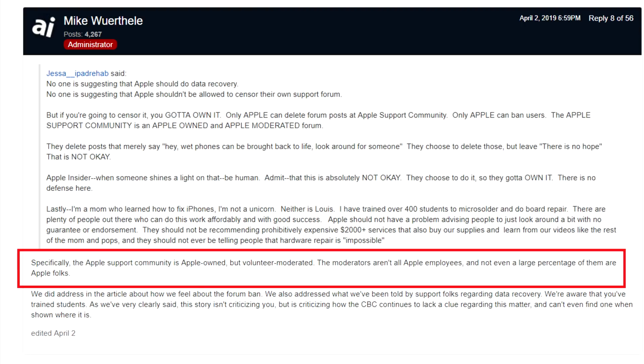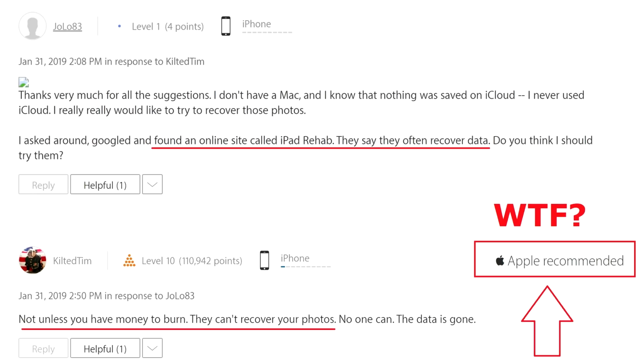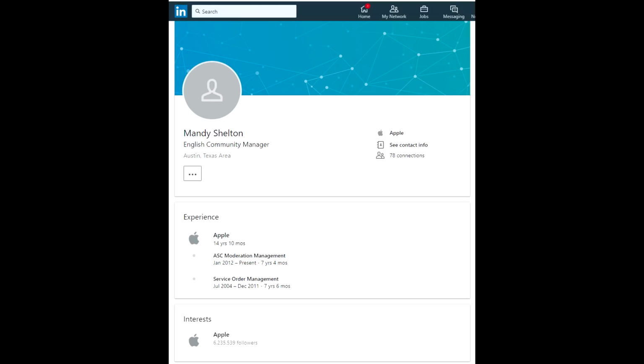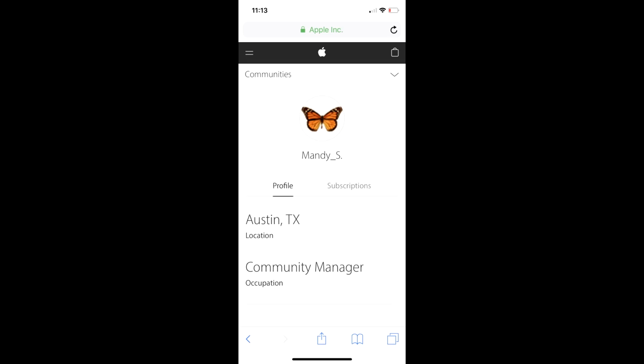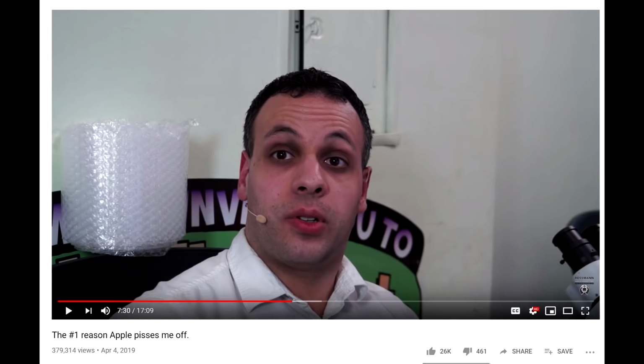I remember hearing people say things like, they're not Apple employees, or that doesn't represent Apple, even though it's on their website, while there's the Apple logo next to the guy's answer that says Apple recommended with Apple's logo, and the community is moderated by individuals that work for Apple, that you can confirm work for Apple, that actually make about $90,000 to $100,000 a year to manage the forum. But hey, just thinking about that will give me high blood pressure.